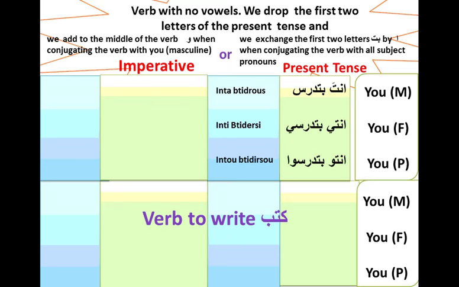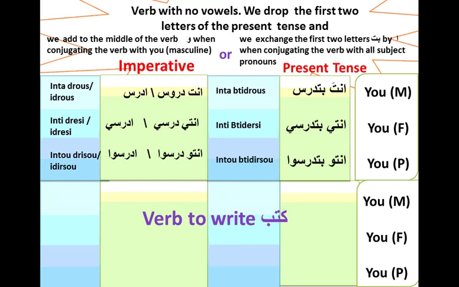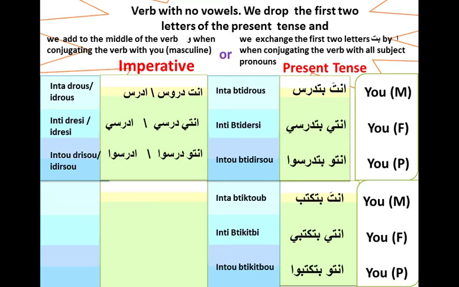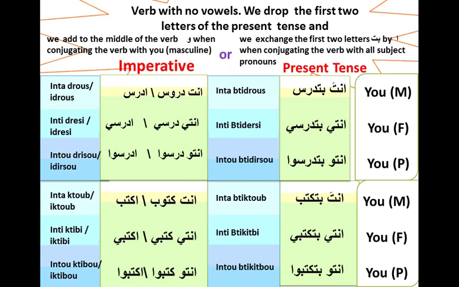Anta tedrus in the present tense, anti tedrsi, antu tedrsu. Imperative, drus, drisi, drisu. Anta tiktub, anti tiktbi, antu tiktbu. Imperative, ktub or iktub, ktibi or iktubi, ktubu or iktubu.